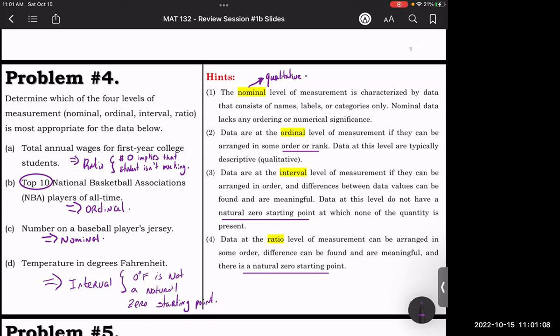Quick question. Is ordinal like the grading scale? That's right. Ordinal is like the grading scale. Like if you're looking at the letter grades that you can receive in a course, then yes.